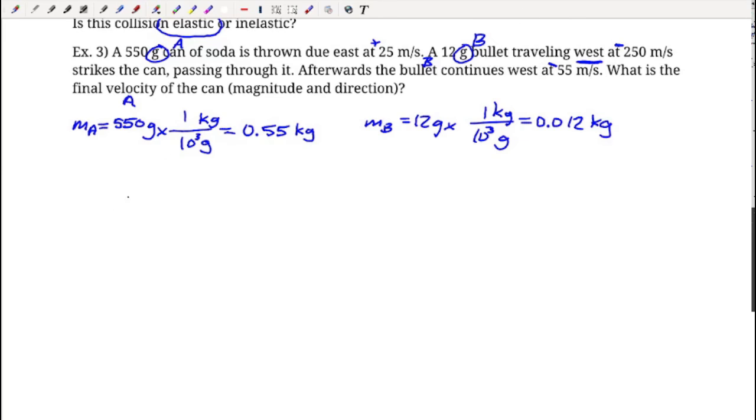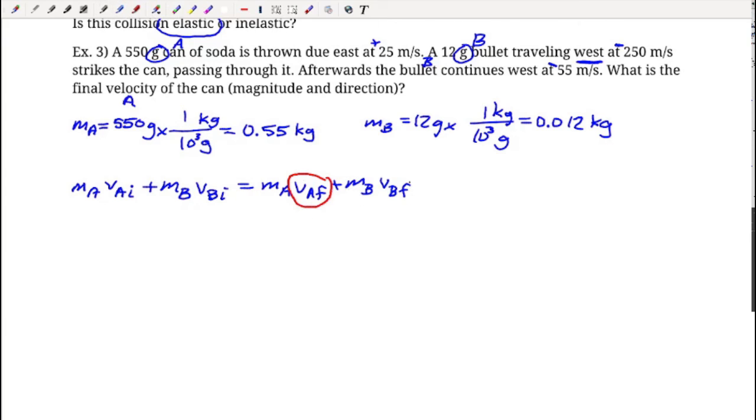All right, let's see if we can set this up. mA vAi plus mB vBi is equal to mA vAf plus mB vBf. We've got this memorized already? I hope so. We've used it a lot. Here we go. What are we looking for? What is the final velocity of the can after the bullet goes through it? So in this case, we're looking for velocity A final. That's what we're aiming for.